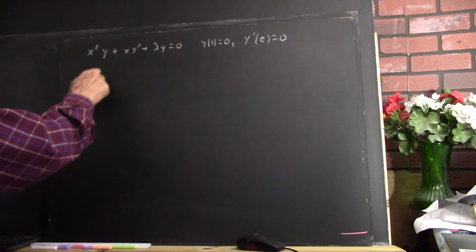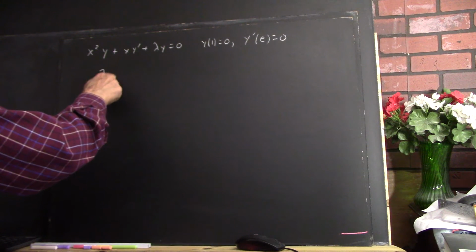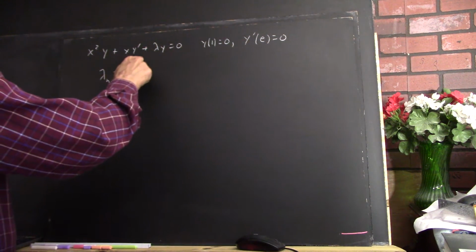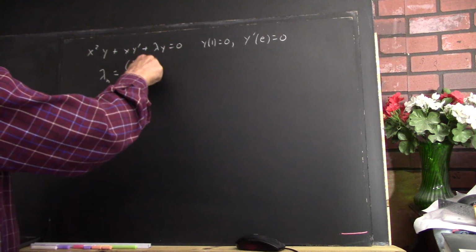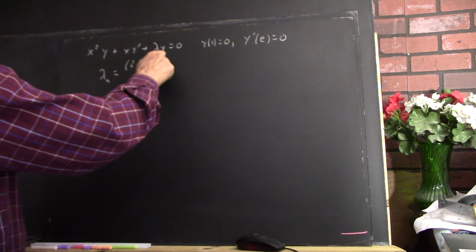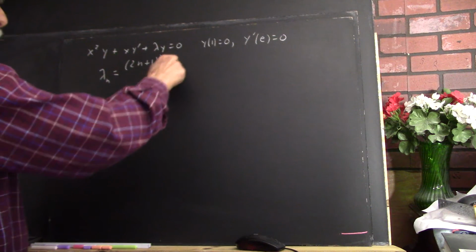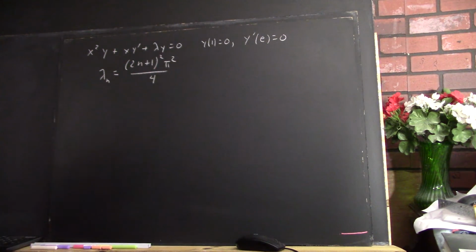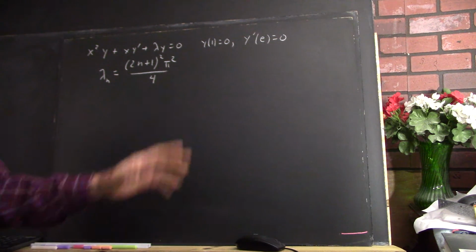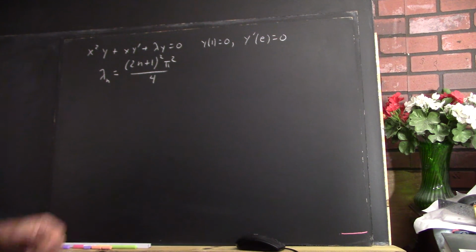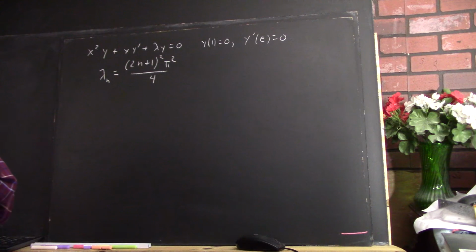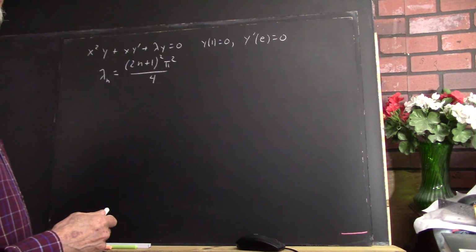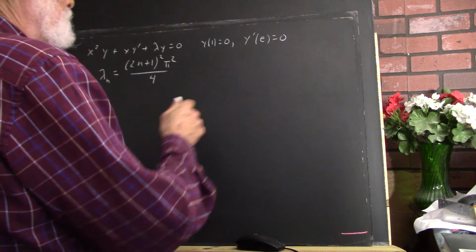You then said that lambda n was (2n plus 1) pi squared divided by 4, where n equals 1, 2, 3, 4. Now I haven't solved this equation, I'm not going to, but the nature of the error is pretty obvious.